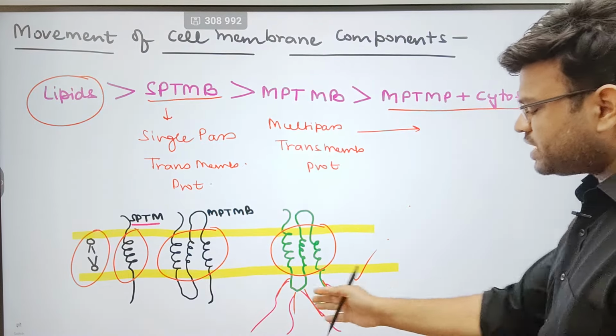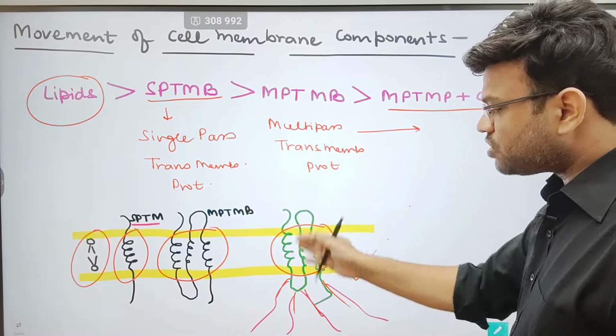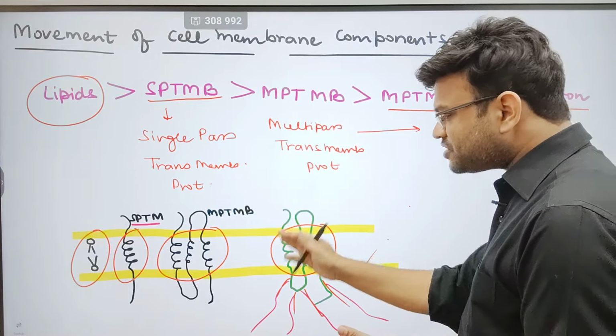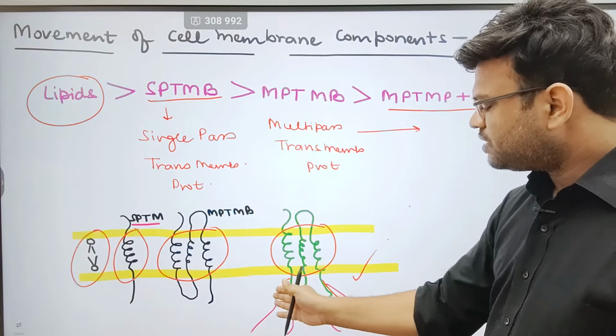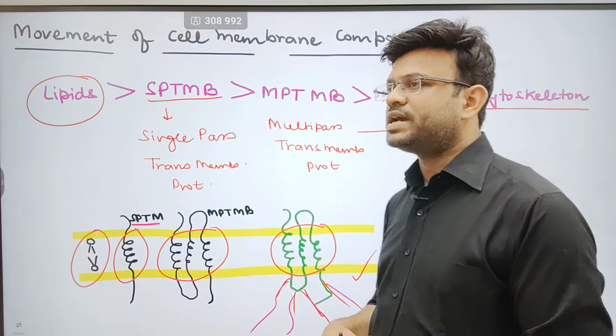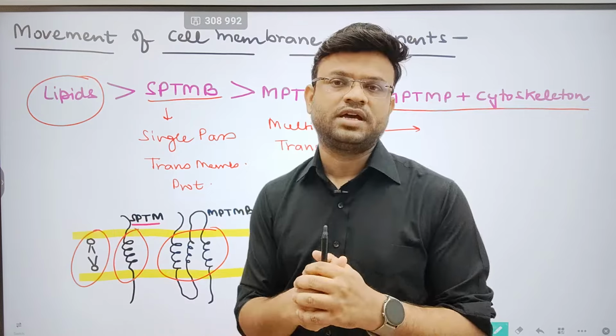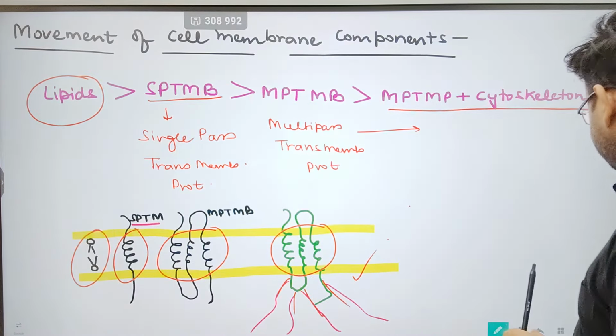So this is because they are crossing the plasma membrane many times, they are attached to the plasma membrane more highly, and furthermore they are also joined to the cytoskeleton molecules. So this is the entire thing. I believe you would have understood this.